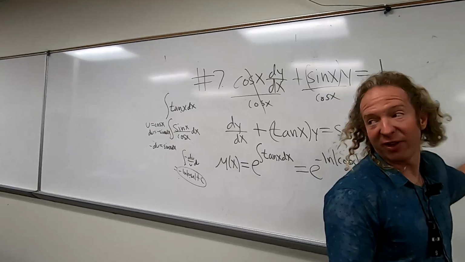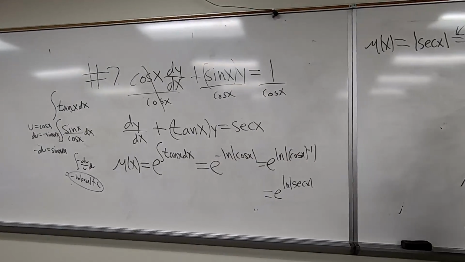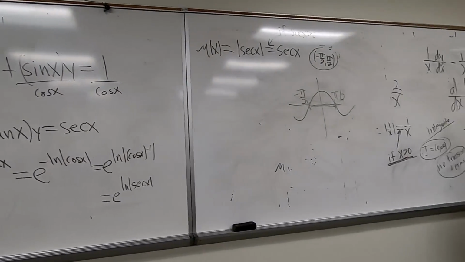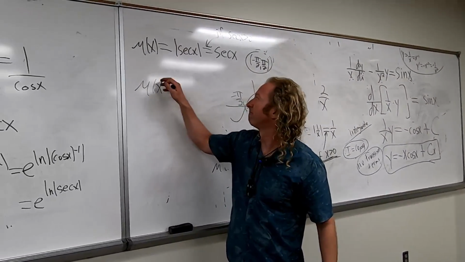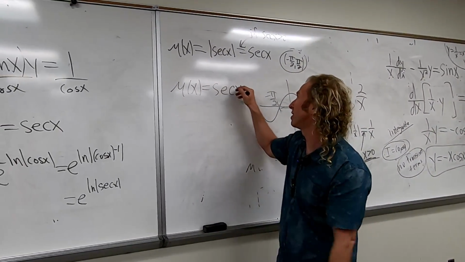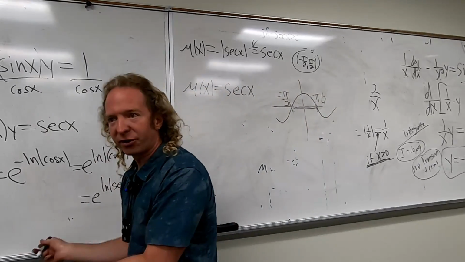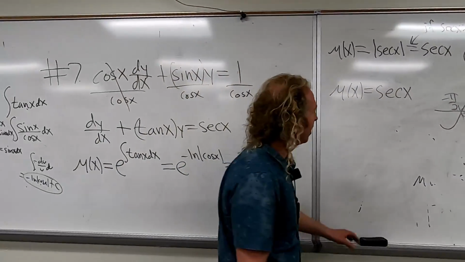What's the value of it being positive exactly? And let's just drop the absolute value. We have to make a decision. Good question. All right, so mu of x is equal to secant of x. This is a really good one for the test. Again, on an exam, you would only have to solve the DE, not go through this.